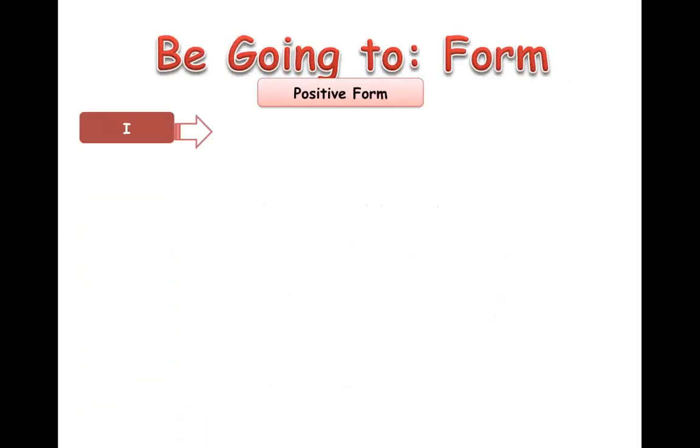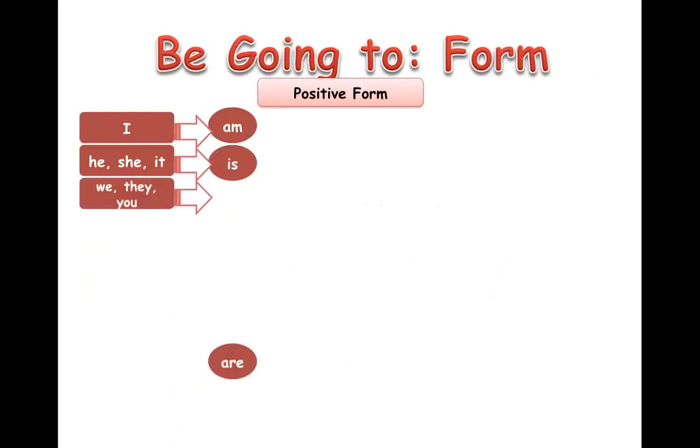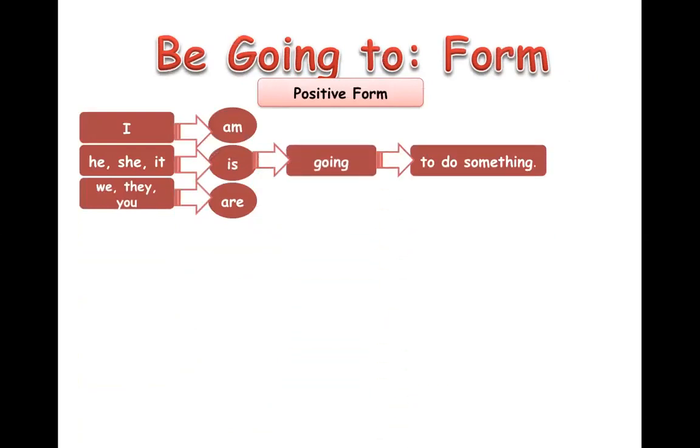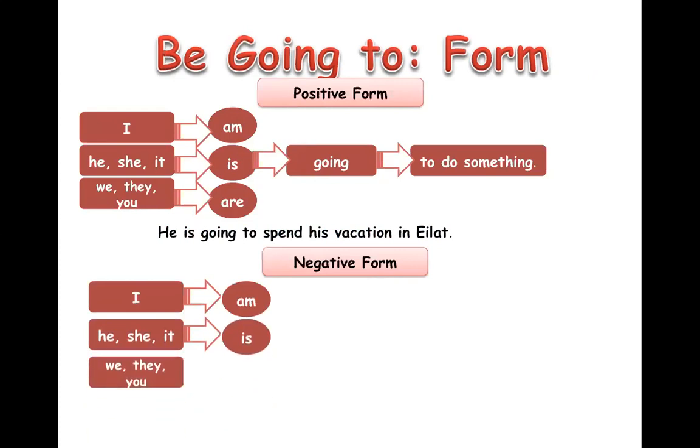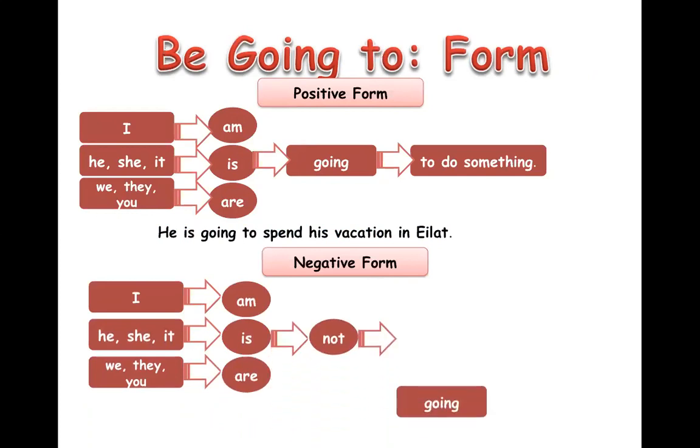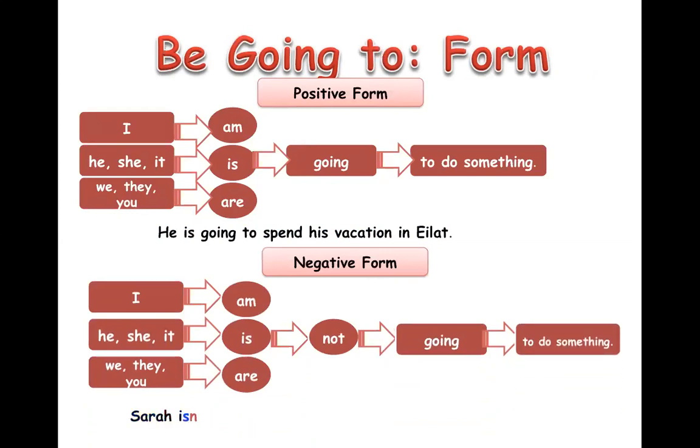Positive form. Going to. I am, he, she, or it is, we, they, or you are. Then you add going to do something. He's going to spend his vacation in London. Negative form. I am, he, she, or it is, we, they, or you are, not going to do something. Sarah is not going to visit her aunt on Friday.